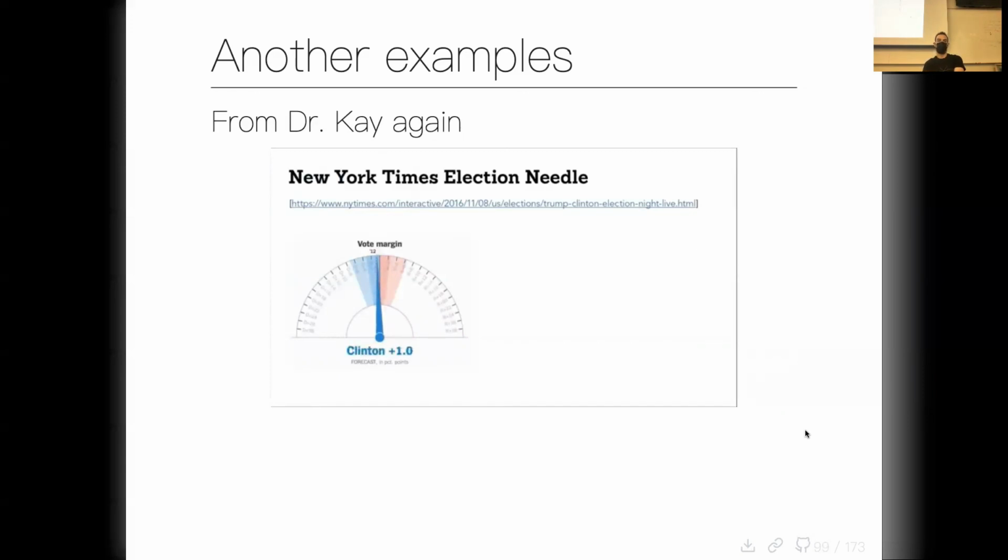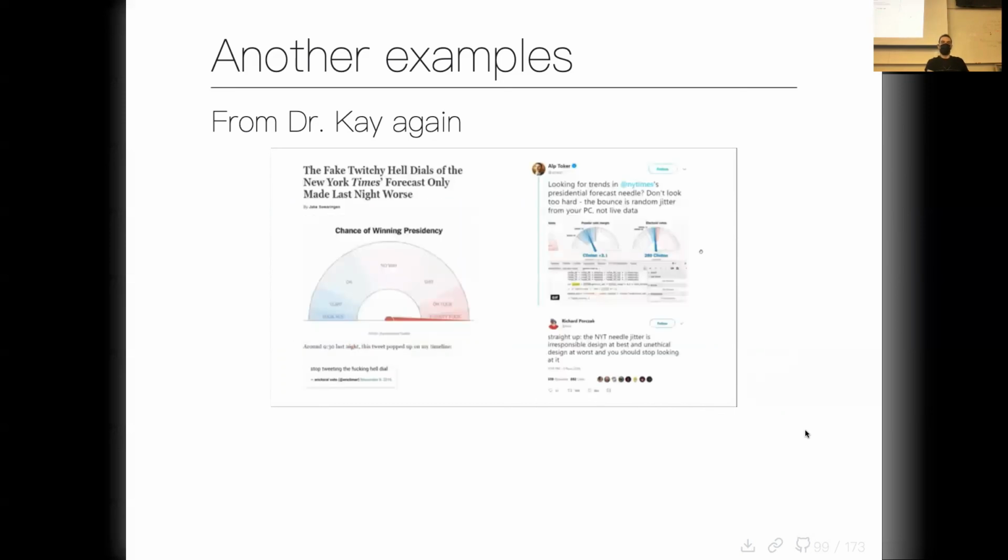This is, of course, the New York Times election needle. What I really wanted to have on this slide was the New York Times election needle for the midterm. I had this whole plan where I was going to sit and record the entire thing over the midterm, and then they turned the jitter off. So I have to use the old version because I like the jitter. People don't like the jitter. My favorite one of these, down here in the right-hand corner: the New York Times needle jitter is irresponsible design at best and unethical design at worst, and you should stop looking at it.